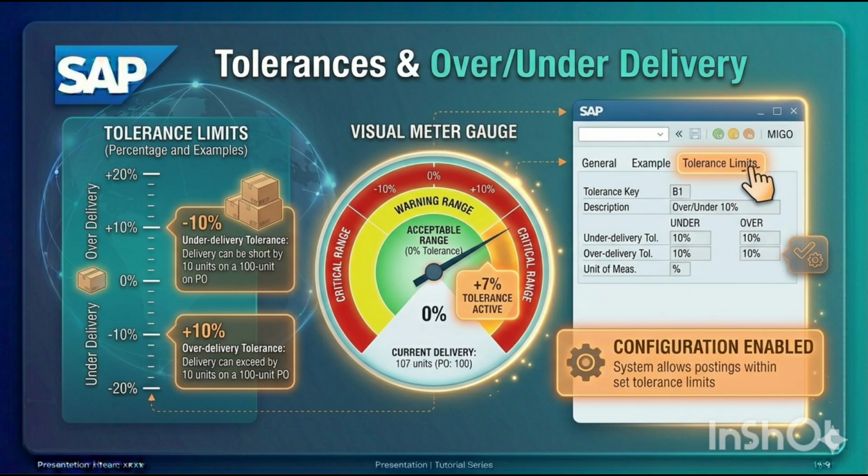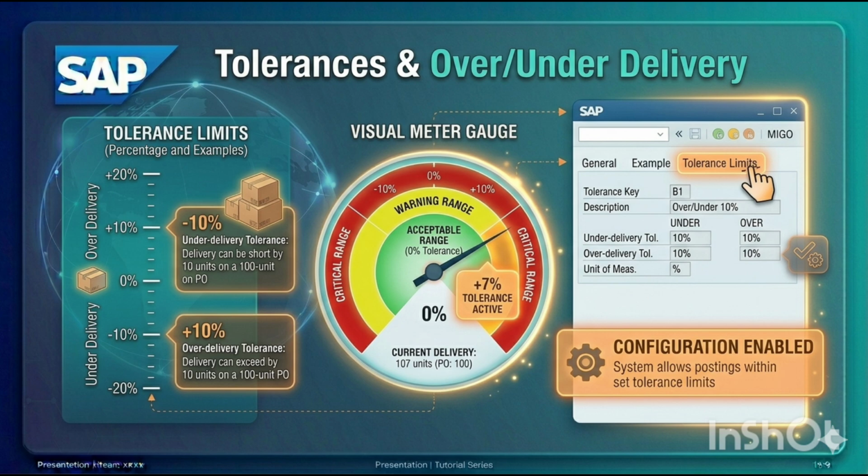Similarly, under delivery tolerance allows receiving slightly less. These tolerances prevent unnecessary errors when there are minor variations in the supply. In the MIGO screen, if the received quantity is within tolerance, the system allows posting. If it exceeds, you get an error.